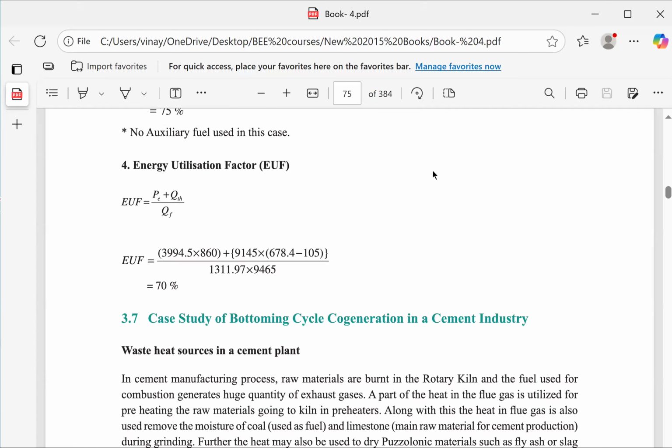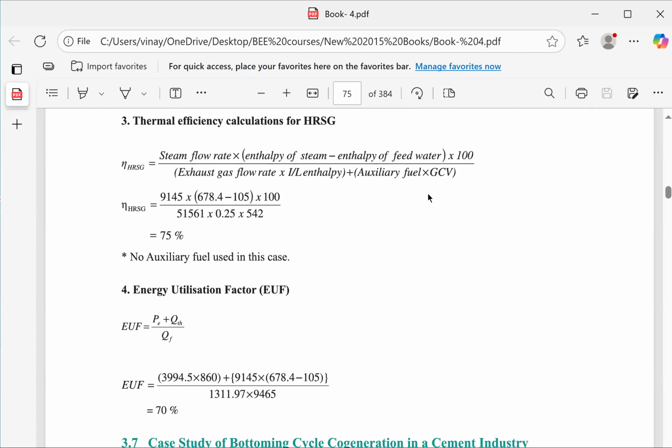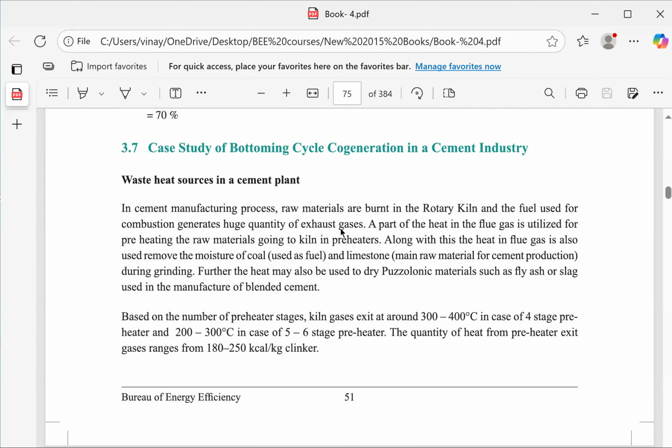So far, we have seen the topping cycle. That means the electricity was generated first and then waste heat was used for the process. Here, the process is used first and waste heat is going for power generation. This is a bottoming cycle.